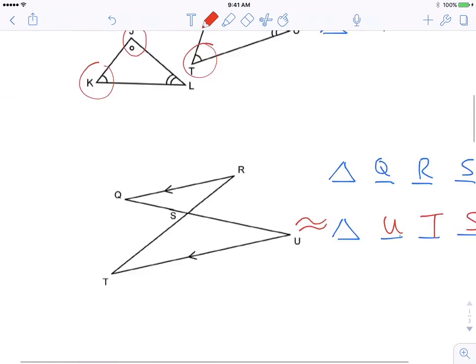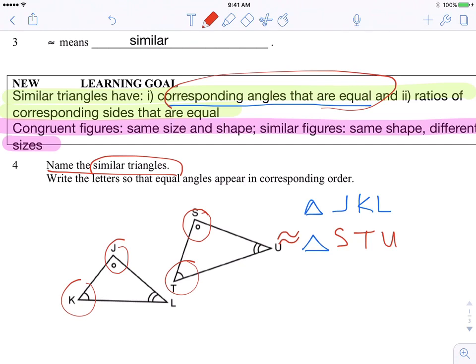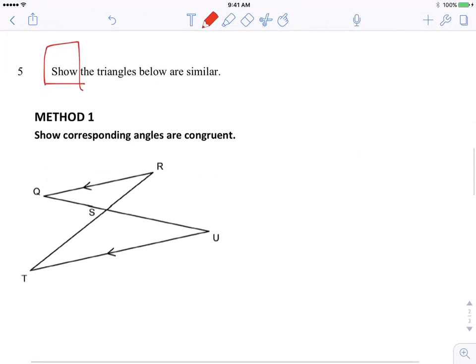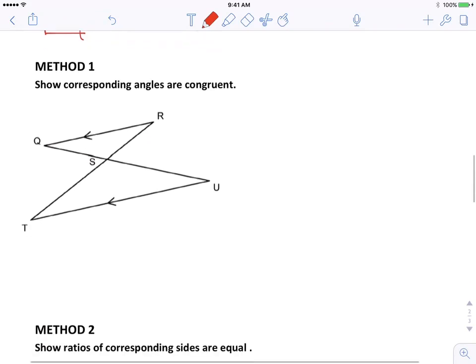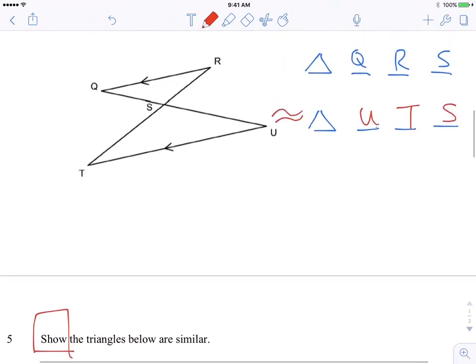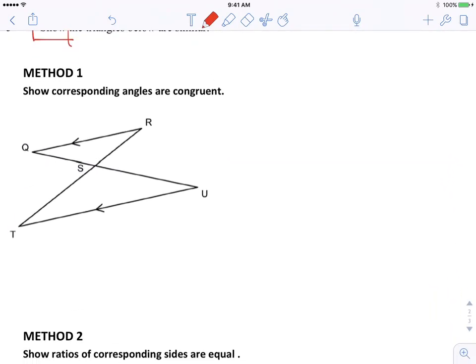Well, we go to our learning goals. The learning goals tell us that similar triangles have corresponding angles that are equal, and or you can prove by the fact that their ratios of corresponding sides are equal. So those are two methods. So method one, show corresponding angles are congruent. We're going to show that by angles. So something like we saw up here, except this time we actually have to prove it. We can't just name it and say, oh, look, they're similar.